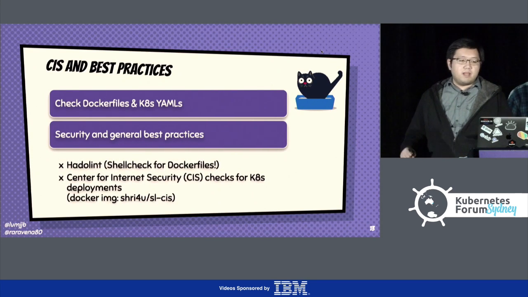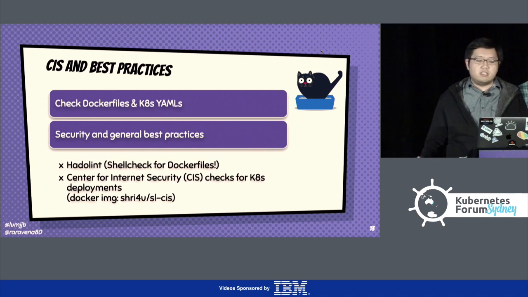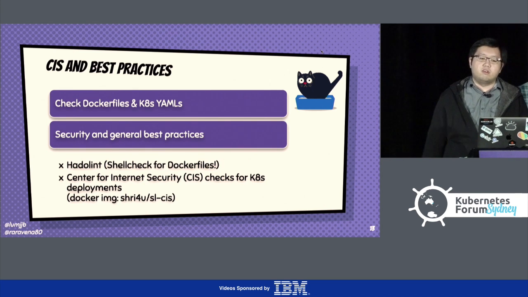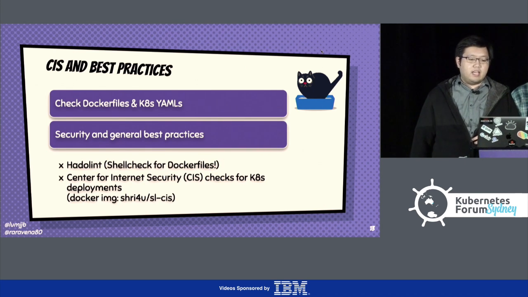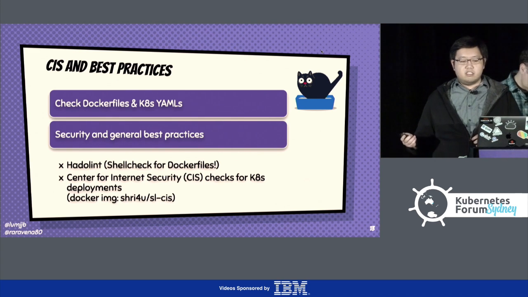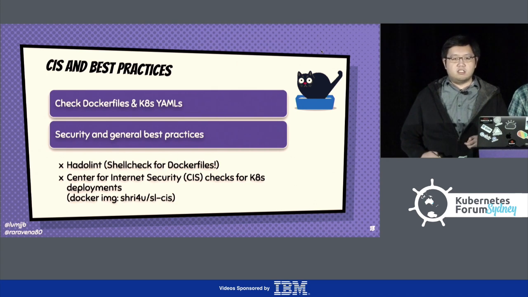Another thing we can do in pipelines are best practices. So examples of this is for Docker files, there's Hadolint, which does best practices, including security for your Docker files. And there are also some benchmarks released by CIS, the Center for Internet Security. And they do things like, here are the best practices for Kubernetes deployments.